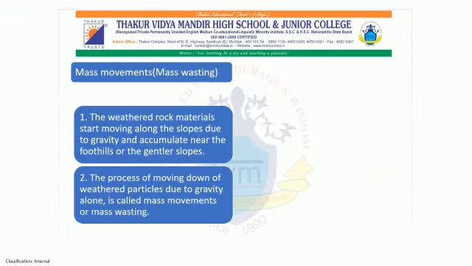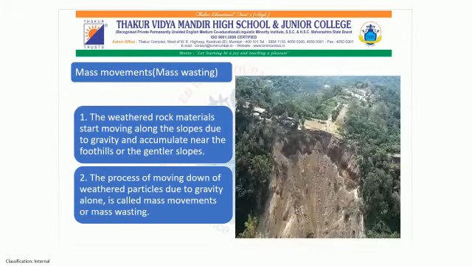Now let us study what is mass movement, also known as mass wasting. The weathered rock materials start moving along the slope due to gravity and accumulate near the foothills or the gentler slopes. This process has been happening for years. The weathered particles form a conical heap at the foothills. When weathered particles move down due to gravity alone, the process is called mass movement. We will look at different types of mass movements: rapid mass movement on steeper slopes, while slower mass movement on gentler slopes.